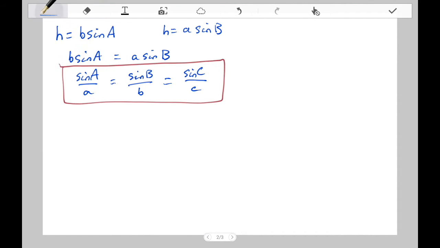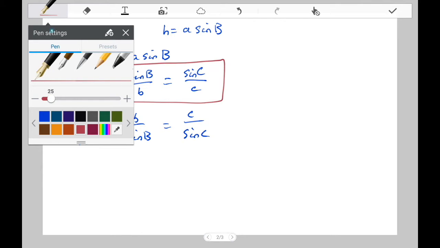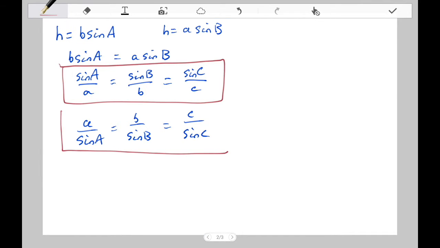And it has another form, which is very simply the same equation but inverted. So we have that little a over sine A is equal to little b over sine B is equal to little c over sine C. And the form that you'll use will basically just depend on the type of question you've got. So if you've got a question that's asking you about finding a missing angle, then you want to use this top one, and to find a missing side you want to use this bottom one. It's as simple as that.